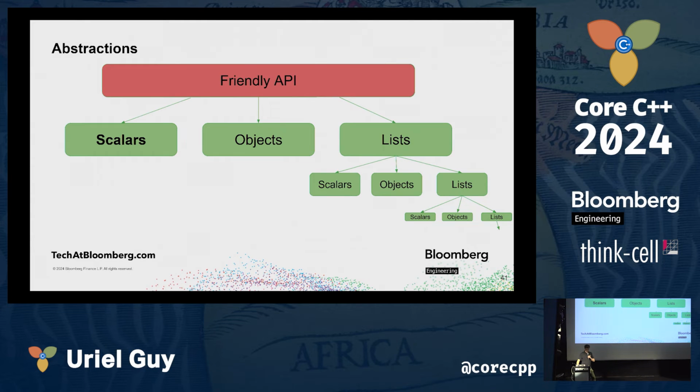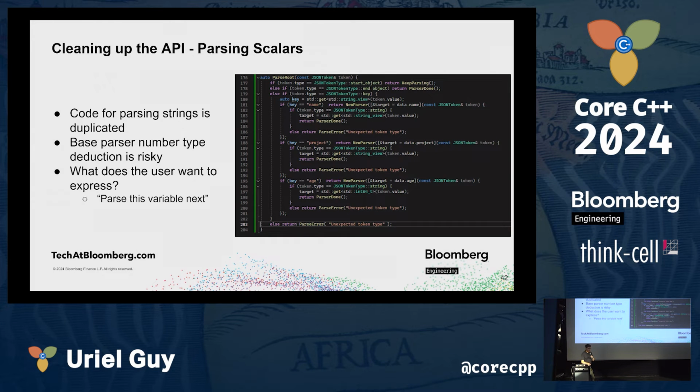Where were we? Scalars. So let's look at what we've done for scalars. And here the question, I think the best one here is actually what is the last bullet point, which is what does the user want to express? When you write the code, what do you actually want to say? And the answer is, I want to parse something into this variable.